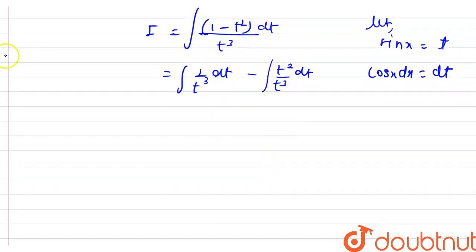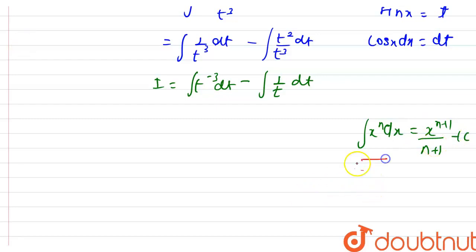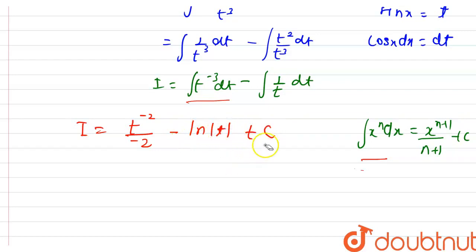Now here I can write the integration as t raised to the power minus 3 dt minus 1 over t dt. We already know a simple identity: the integration of x raised to the power n with respect to x is x raised to the power n plus 1 over n plus 1 plus c. I'm going to use this to find the integration. So I equals t raised to the power minus 3 plus 1, which is minus 2, over minus 2, minus, and the integration of 1 over t is ln mod t plus c as my complete integrating constant.